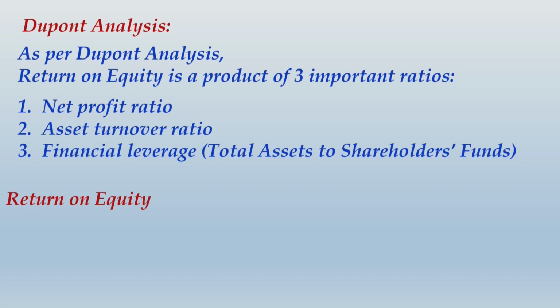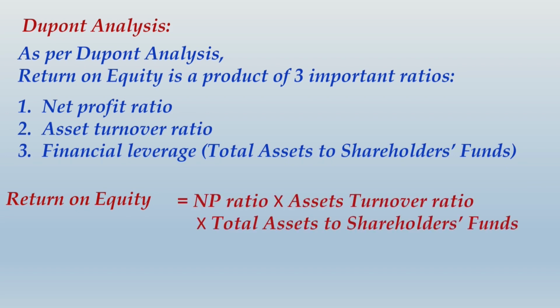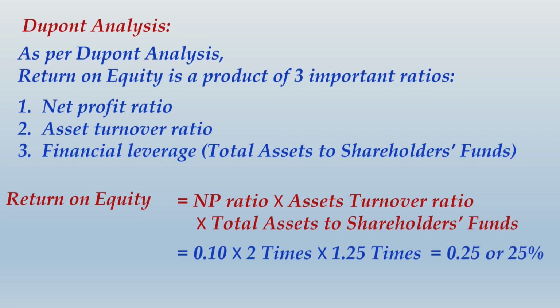So return on equity will be obtained as net profit ratio multiplied by assets turnover ratio multiplied by total assets to shareholders funds. So when we consider net profit ratio, it was 10%, or you may write it as 0.1. Assets turnover ratio was 2 times, and total assets to shareholders funds was 1.25 times. When you multiply these three, what you get is 0.25 or 25%, which we have originally obtained as return on equity. So friends, quickly take note of this analysis, and then we move ahead and we will write a little bit of description about these three important ratios as well.